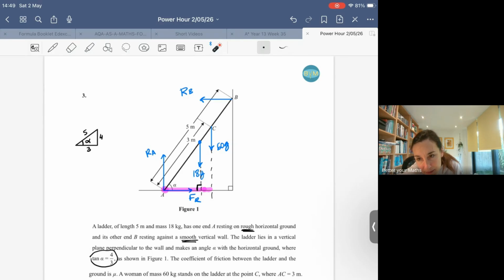RB 5 sine alpha, RB 5 cos. Okay, if you are writing cos, it can be cos, but of another angle. So be careful, because we don't know the angle, we know sine, cos, and tan. So let me show you.